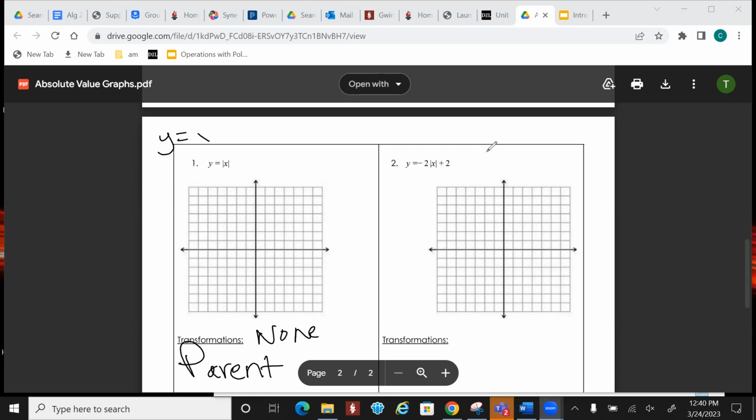So what's going to happen here is if we plug in 0 into this equation, we would get 0. If we plug in 1, we would get 1. Plug in 2, we would get 2, and so on and so forth. And when we plug in negative numbers, remember, this is an absolute value, so that means we're going to make it positive. When we plug in -1, we get +1. When we plug in -2, we get +2, and so on. Look at this awesome graph.